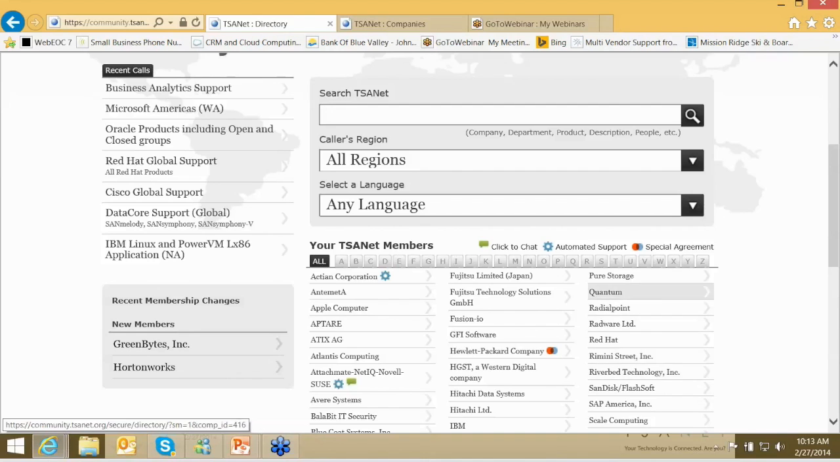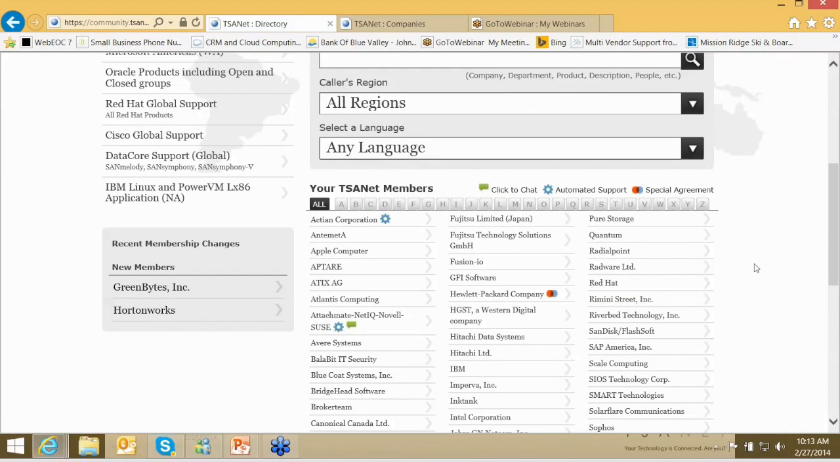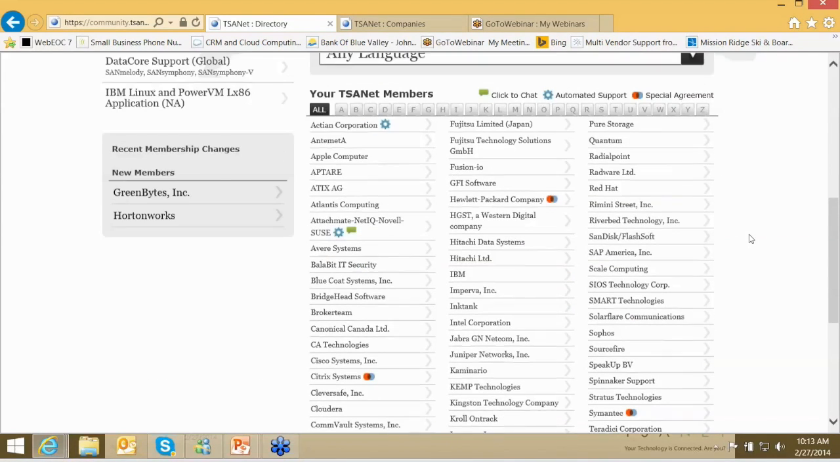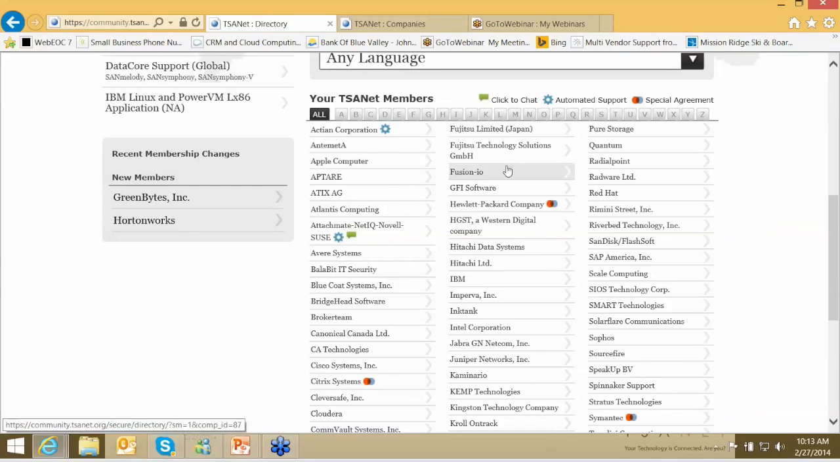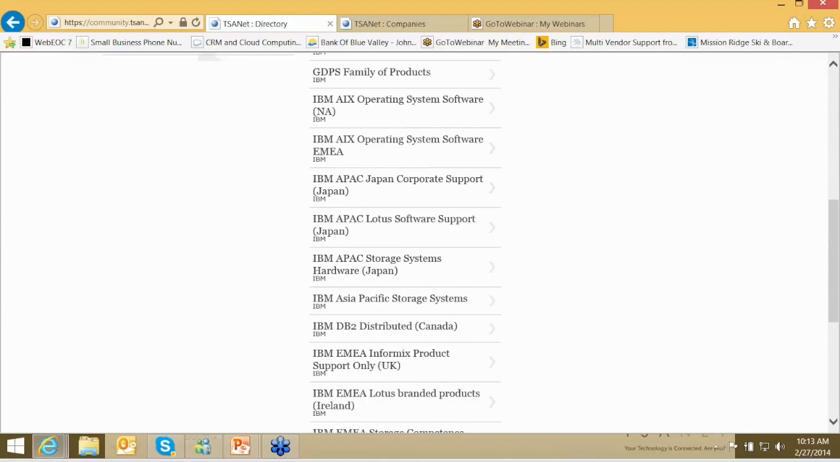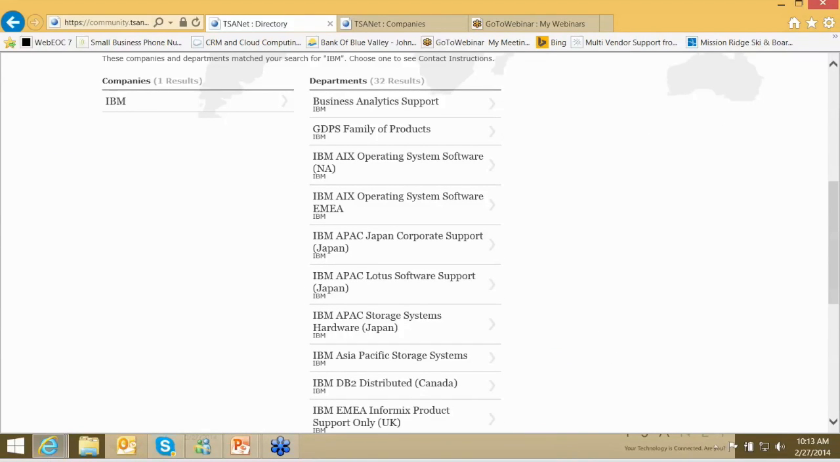So if I look here as an engineer and a call has come in from a customer, and I've decided that this is an issue that is multi-vendor in nature, and I need to engage another company. These are all the companies through TSANet that I have a relationship with. And what I could do is we'll go ahead and pick one. I'll give you an example. Say it's IBM. Well, the way IBM is set up is they've got multiple departments and also multiple geos.